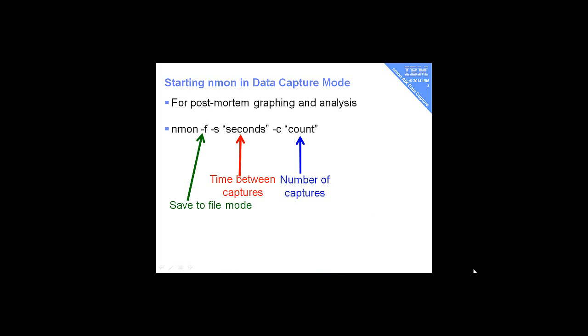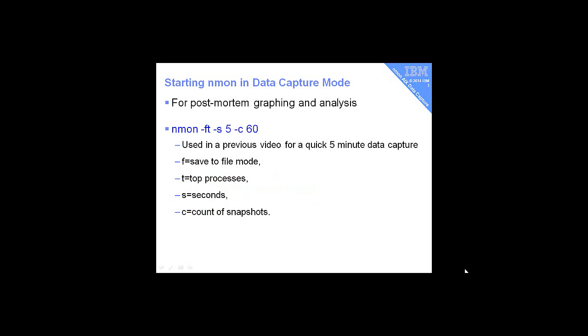As a quick reminder, you use the Nmon with the -F option, and then you use -S and the time between the captures in seconds, and then the number of captures. In the previous video, we used this particular command, nmon -f -t. The -t also brings in the top processors, 5 seconds between each capture and 60 captures, so that lasts for 5 minutes. We'll be analysing the data we captured earlier.